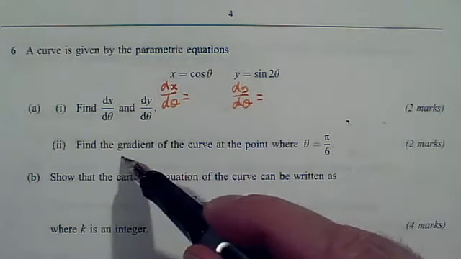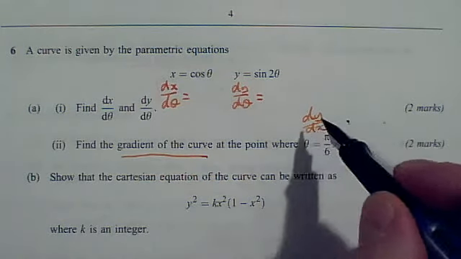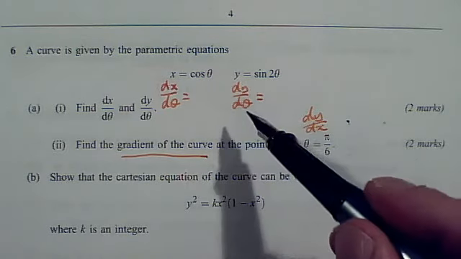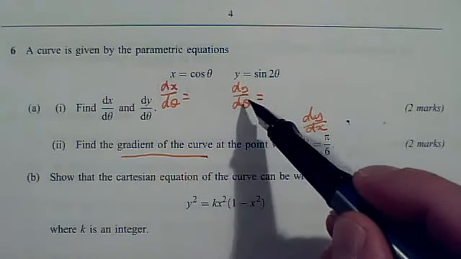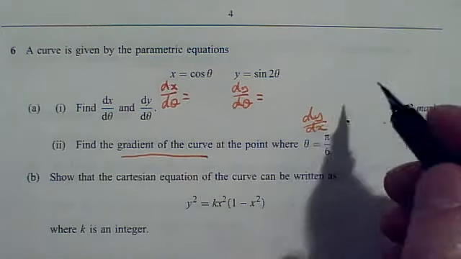Then we've got to find the gradient of the curve, which of course is dy by dx. So you have to remember what you do with these two things. Well, if you've forgotten, you should really check in your notes, but it's dy by d theta divided by dx by d theta, which gives you dy by dx.